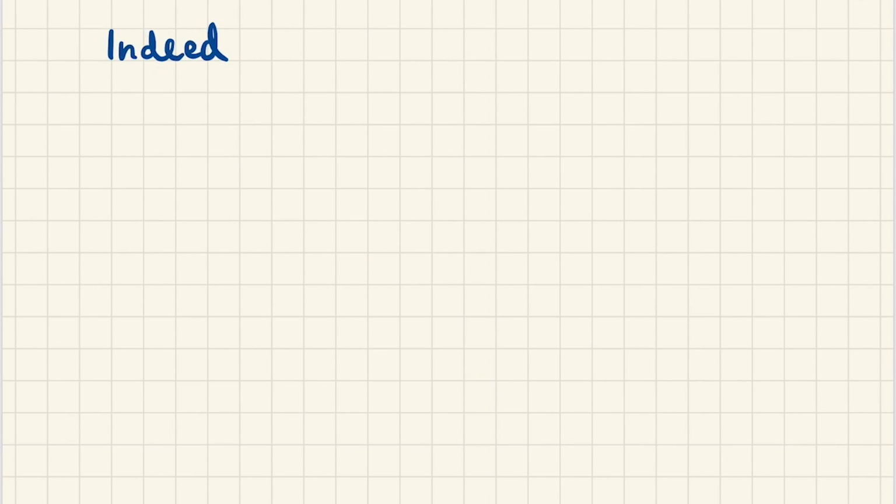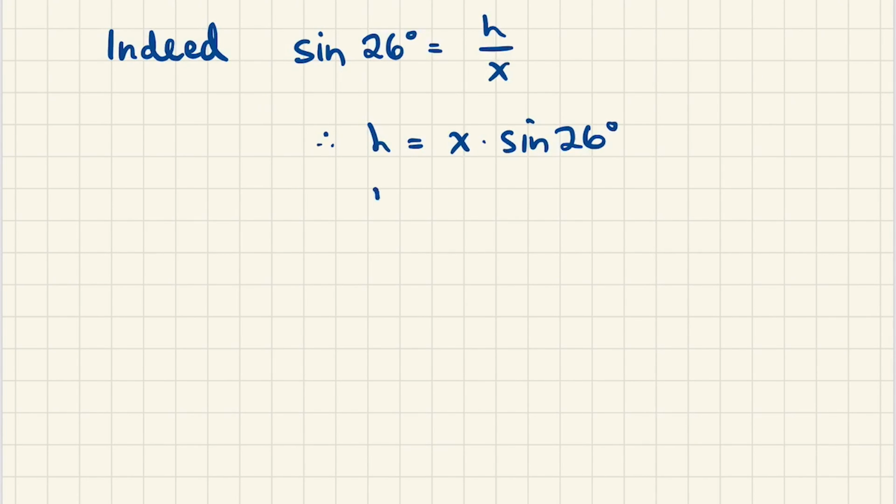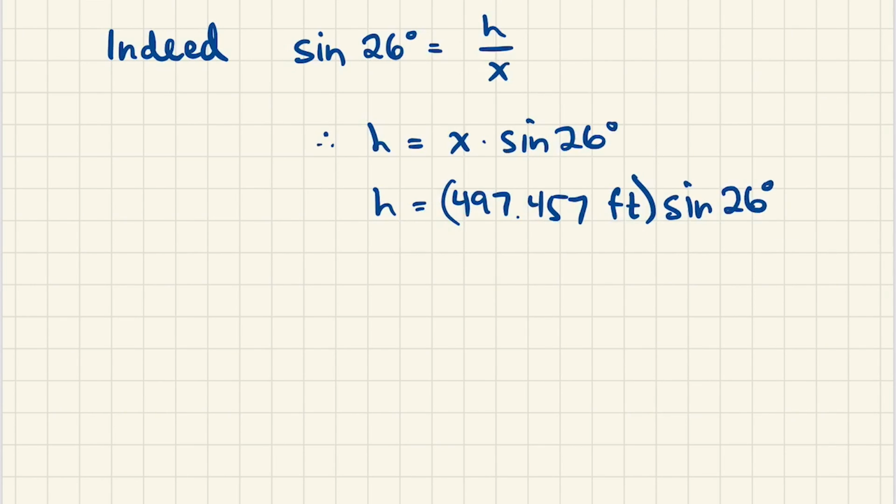Indeed, the sine of 26 degrees is equal to h over x, opposite over hypotenuse. Okay, and here h is the opposite. So solving for h, it's just x times sine of 26 degrees. And x, we calculated to be 497.457 feet times sine of 26 degrees.